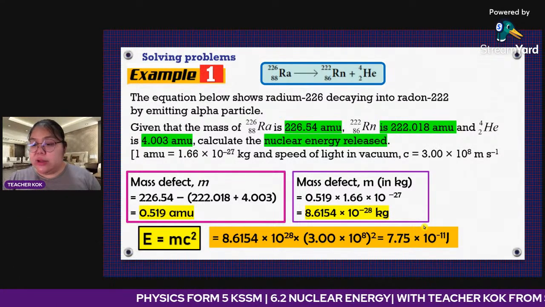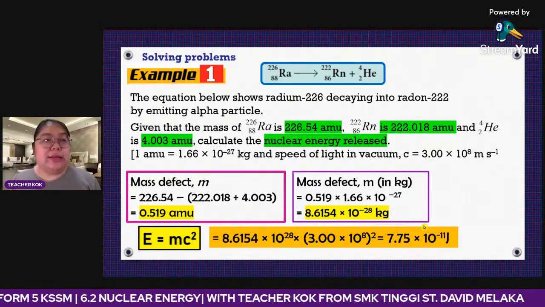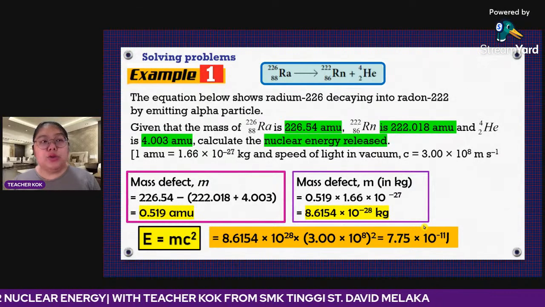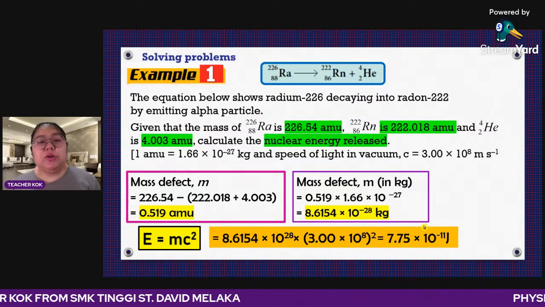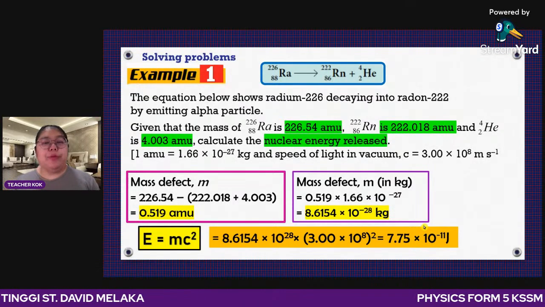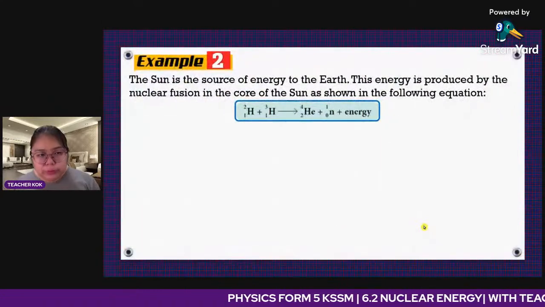So this one we call nuclear energy. Normally the question format is like this: the question doesn't ask you to find the mass defect, but straightforwardly says nuclear energy. So that means you need to do another step to find the mass first. Okay, we've got example 2.